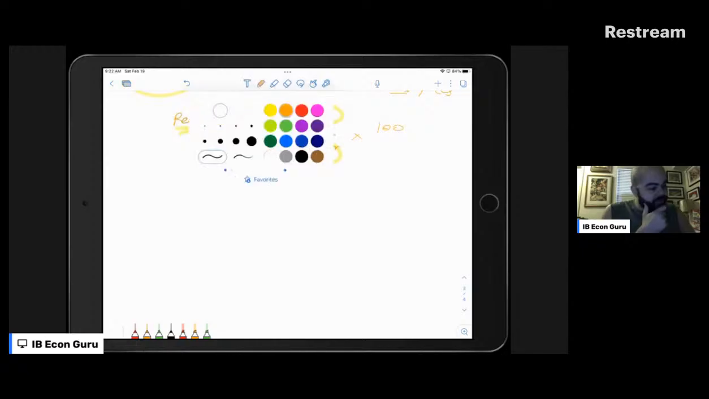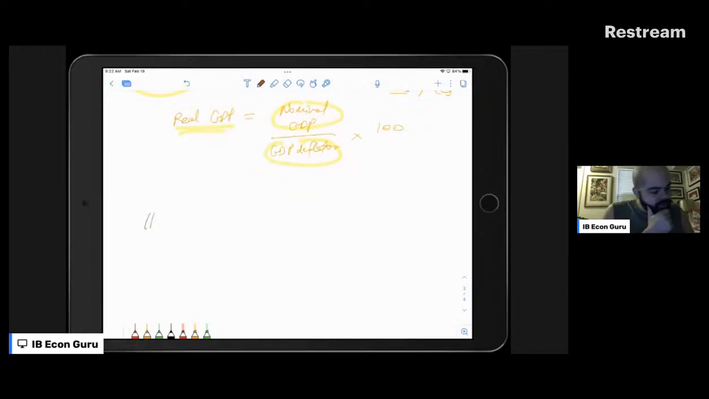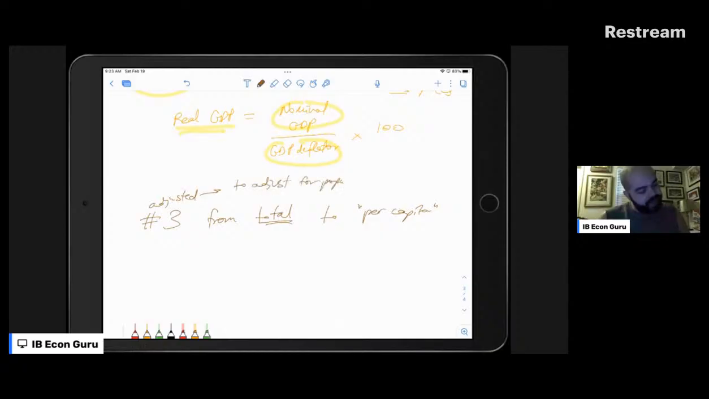Adjustment number 3. Okay, and this is to allow us to compare between countries. Adjustment number 3 is from total GDP or GNI to per capita. This is basically to adjust for population size.